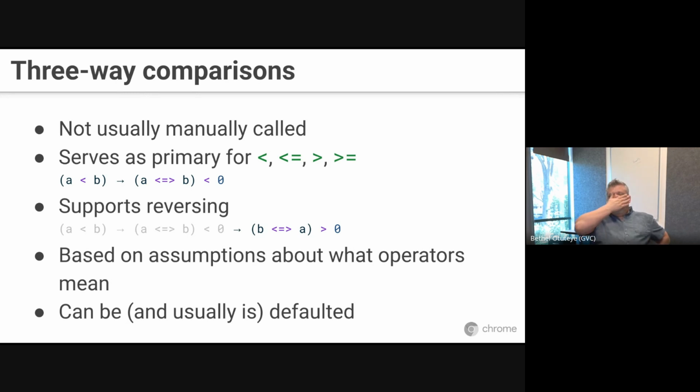So I want to note here, spaceship is only primary for these 4. It does not give you equals and not equals. You can remember this by noting that the spaceship has the little angle brackets on the sides.